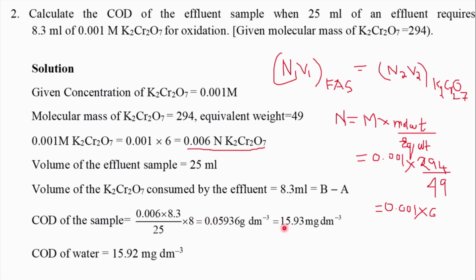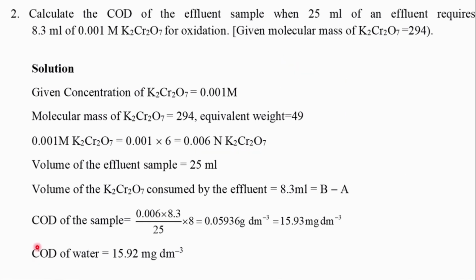So the answer is 15.93, which implies that the amount of pollutants present in the wastewater sample is very less. Lesser the number implies less is the pollutant strength in the water sample. Higher the number implies that the concentration of the pollutants in the wastewater is high. So that's about the numerical problems. You can try 3 more. It is given in the notes.